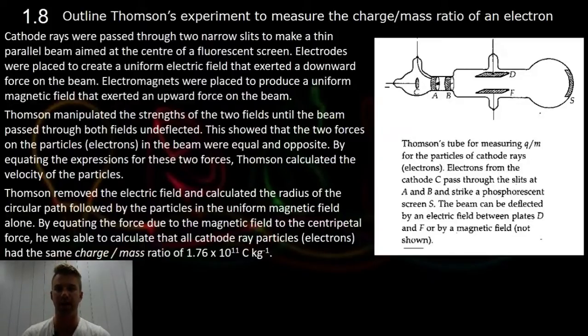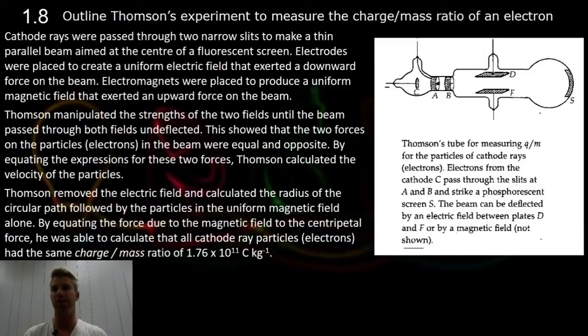Looking at the apparatus on the right hand side, that's similar to what Thomson would have used. So this is Thomson's tube for measuring q over m for the particles of the cathode rays. Electrons from the cathode C pass through the slits at A and B and strike the phosphorus screen at S. The beam can be deflected by the electric field, which we've learnt previously, between plates D and F, and by the magnetic field, which we've learnt previously about magnetic field manipulation.